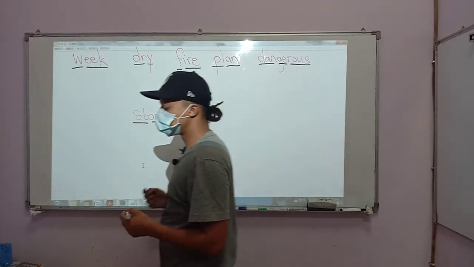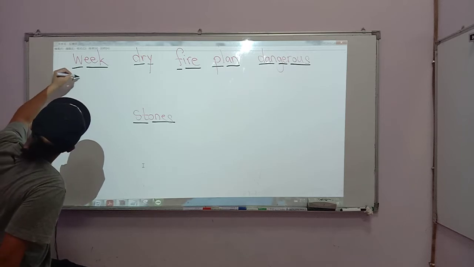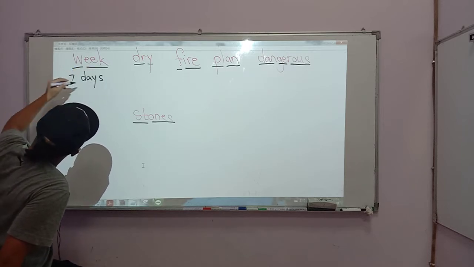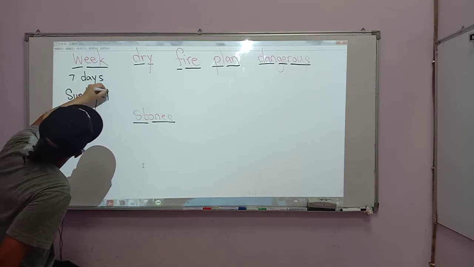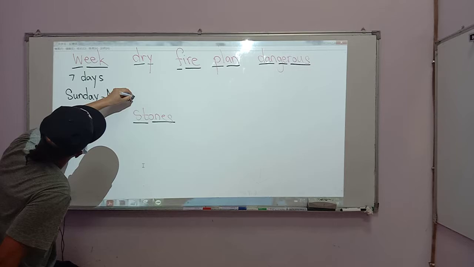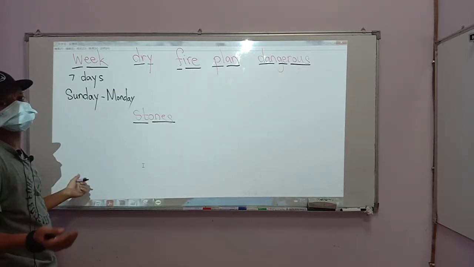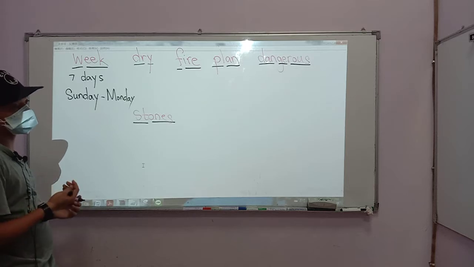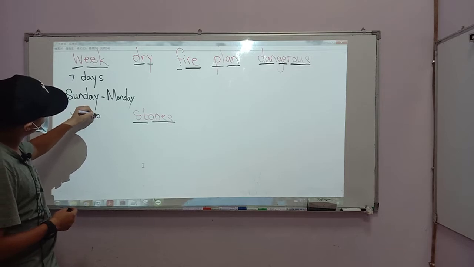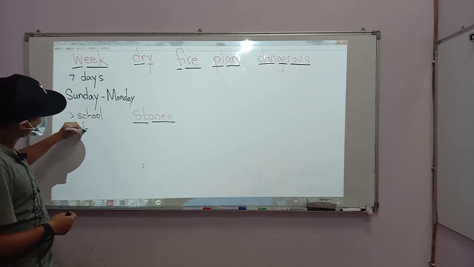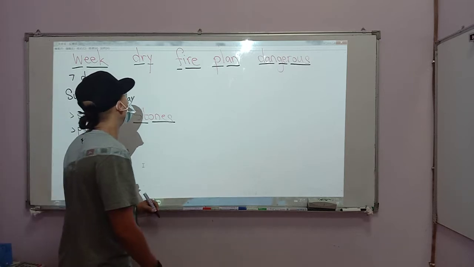All right. Let's look at what these words mean. A week. So a week is 7 days. So it starts with Sunday and it goes all the way to Monday. So Sunday to Monday, this is a week. What are some things that you do every week? Maybe you could say you go to school every week, or you play soccer, football every week.